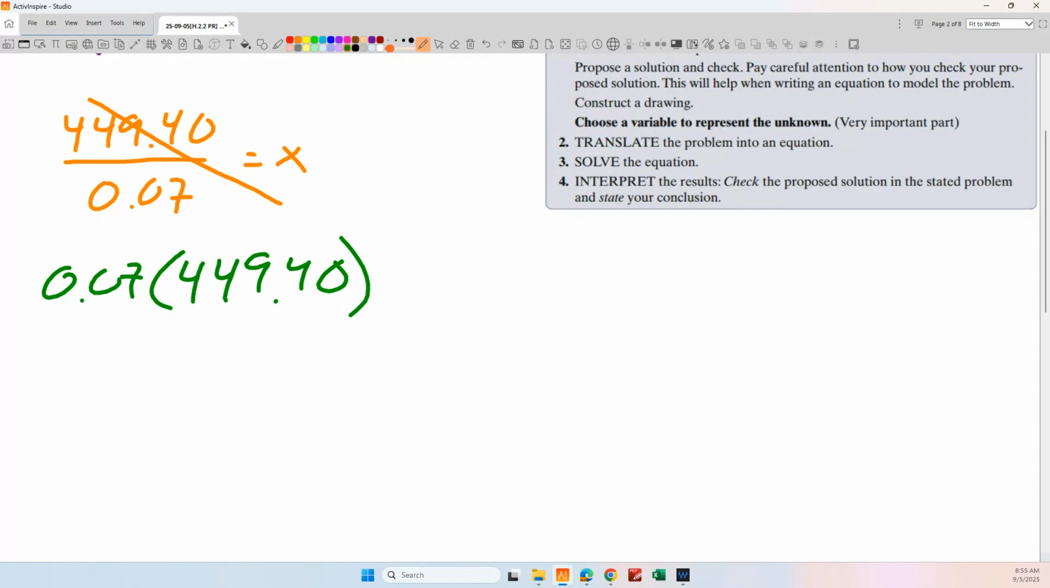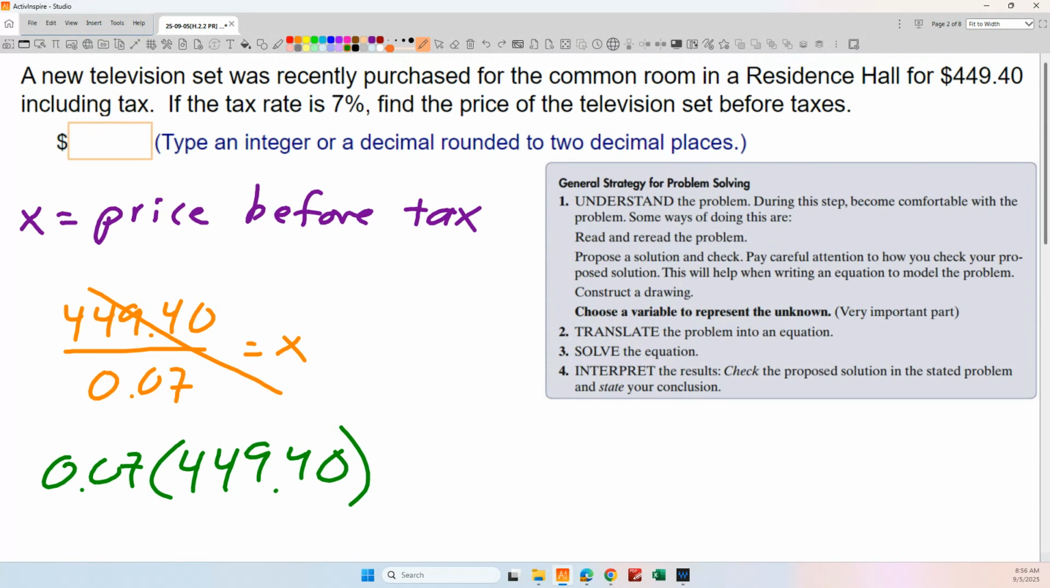Does anybody see a little problem with that though? What do you think? Okay, yeah, we're multiplying 7% times the price after tax. What do we need to multiply it by? The price before tax, huh? What's that? What's the price before tax? That's x. There you go, right? Does that make sense? Okay, so what we really want to do is something similar to that, but we want to multiply x by 7%.